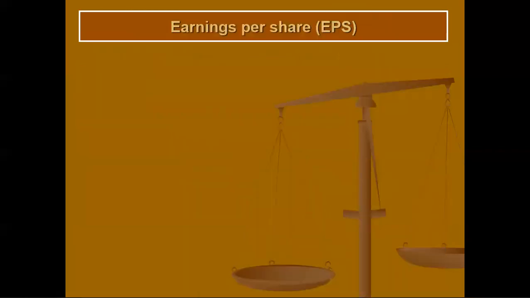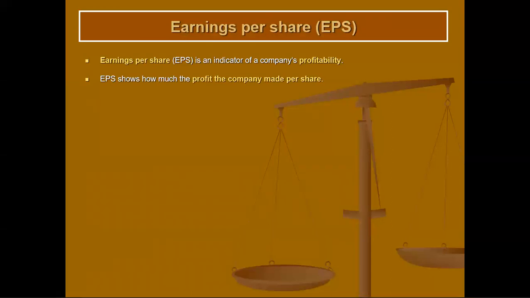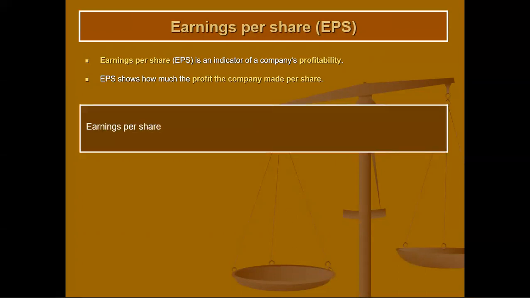We've got earnings per share. Earnings per share indicates a company's profitability. Earnings per share show how much profit the company has made per share. As it's specified, you just take your net profit and divide it by the number of shares issued. Please make sure that whatever you take as your net profit must be after tax. Earnings can only be determined by the final profit, which is after tax.